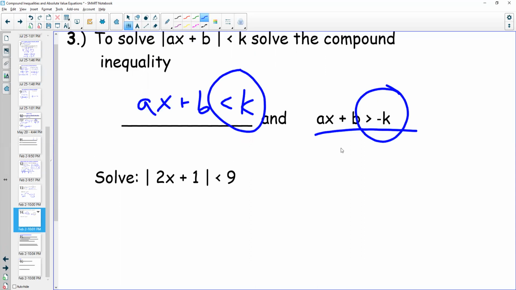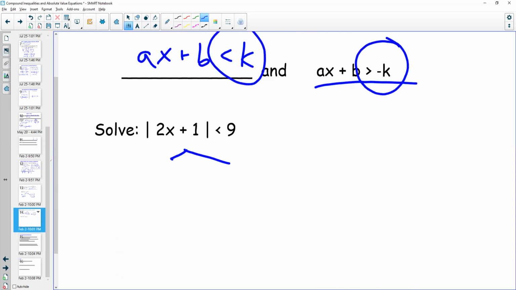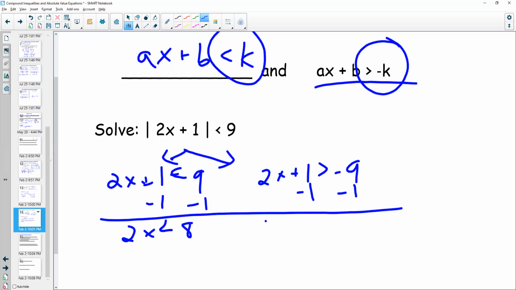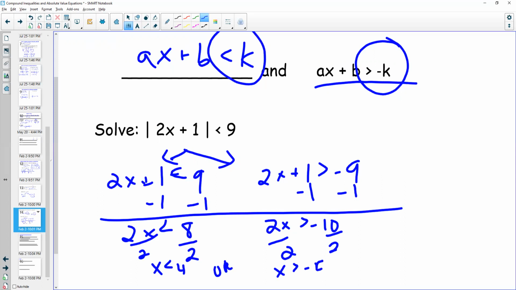And then let's solve the second one. So two cases, just like we did before. 2x plus 1 less than 9. 2x plus 1 greater than negative 9. So minus 1. I get 2x less than 8. I get 2x greater than negative 10. Divide everything by 2. I get x is less than 4, or x is greater than negative 5. And then you're going to interval notation and draw and do the whole thing.